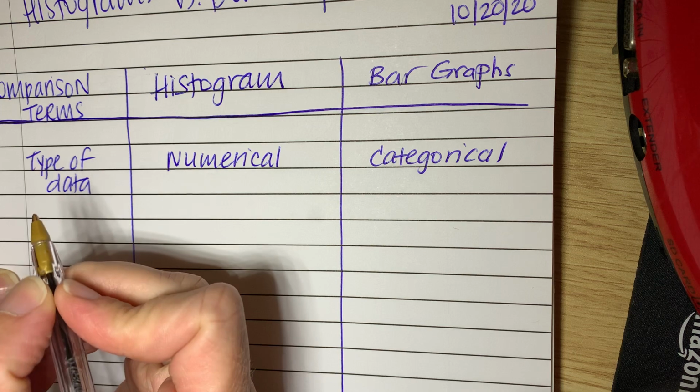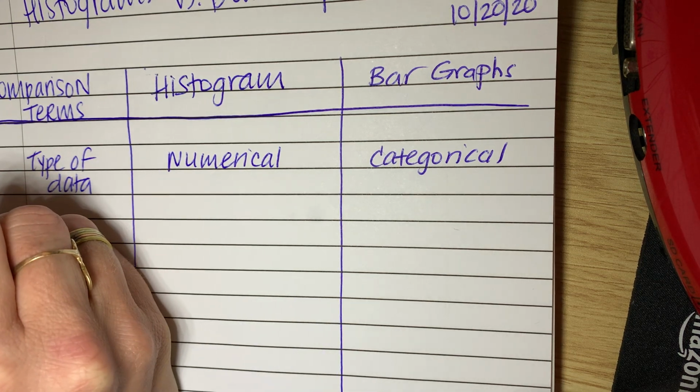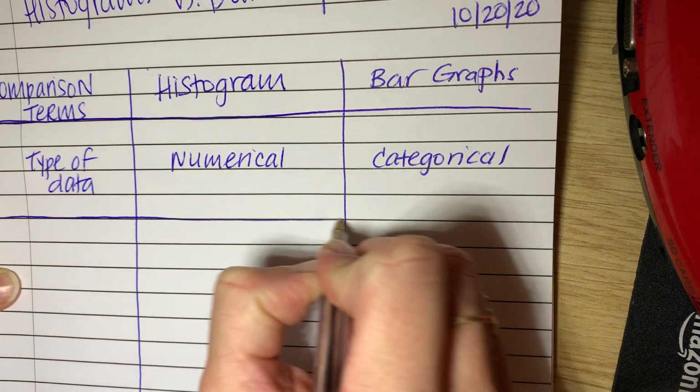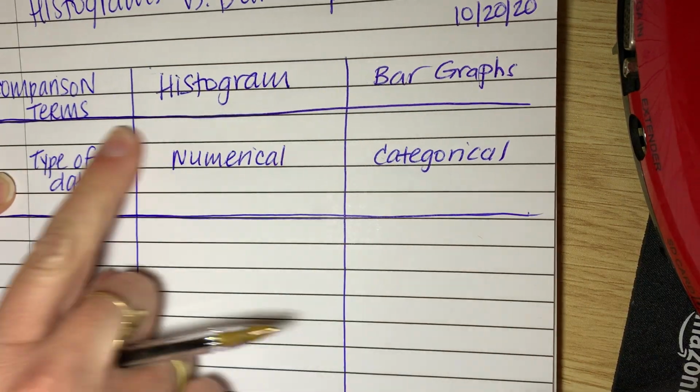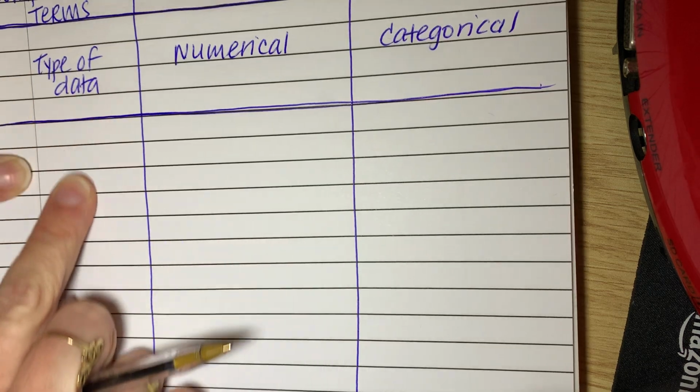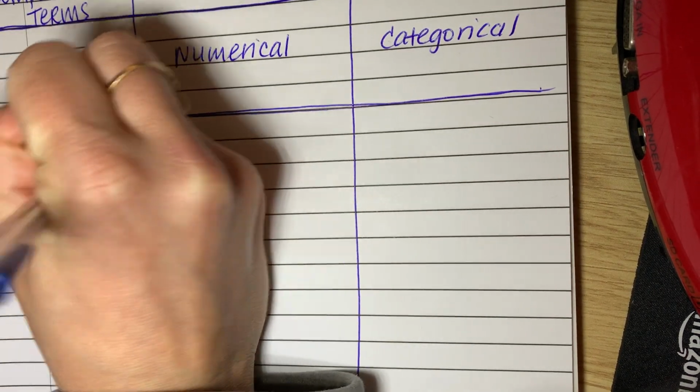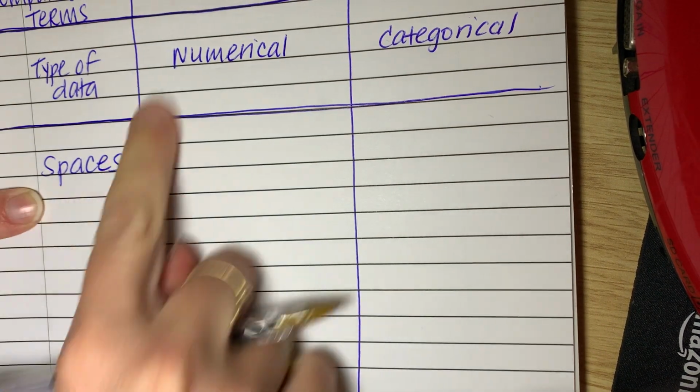All right, I am going to section this off with another horizontal line if you'd like to. Try to make yours nice and dark. All right, our first comparison, type of data, is complete. Our second comparison is going to be spaces.